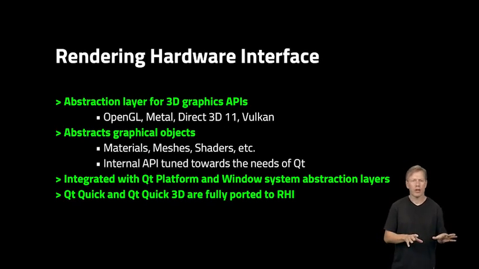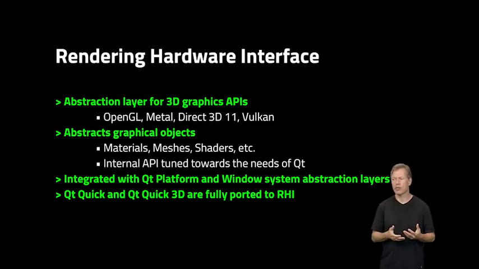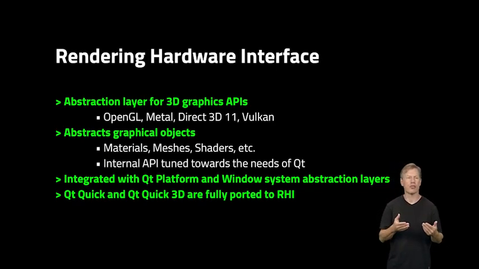Quick look at the rendering hardware interface. This, as I said, is an abstraction layer for 3D graphics APIs. We're supporting nowadays OpenGL, OpenGL-ES, Metal, DirectX 11, and Vulkan. And it abstracts all the common graphics objects, materials, meshes, shaders. It is, for now at least, an internal API tuned towards the needs of Qt, the needs that we have to be able to offer you a cross-platform high-level API on top with Qt Quick.